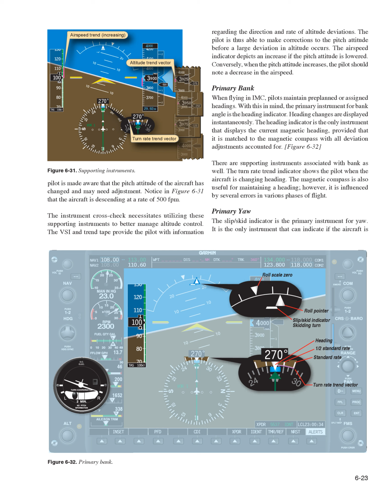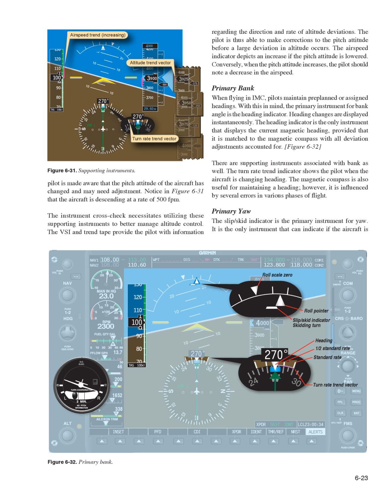Primary bank: when flying in IMC, pilots maintain pre-planned or assigned headings. With this in mind, the primary instrument for bank angle is the heading indicator. Heading changes are displayed instantaneously. The heading indicator is the only instrument that displays the current magnetic heading, provided that it is matched to the magnetic compass with all deviation adjustments accounted for.